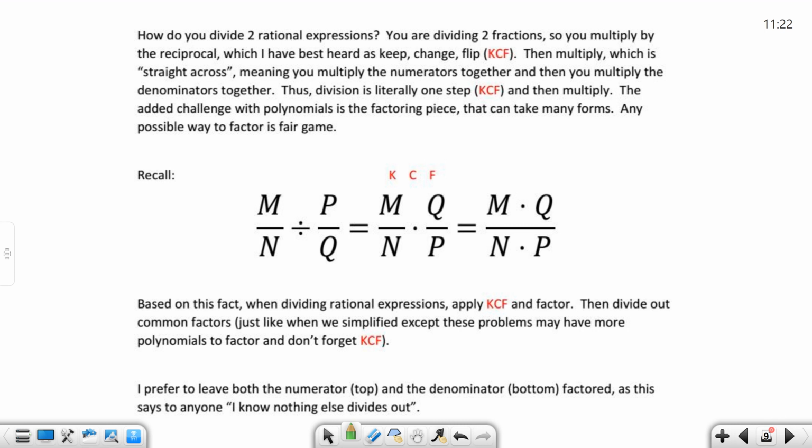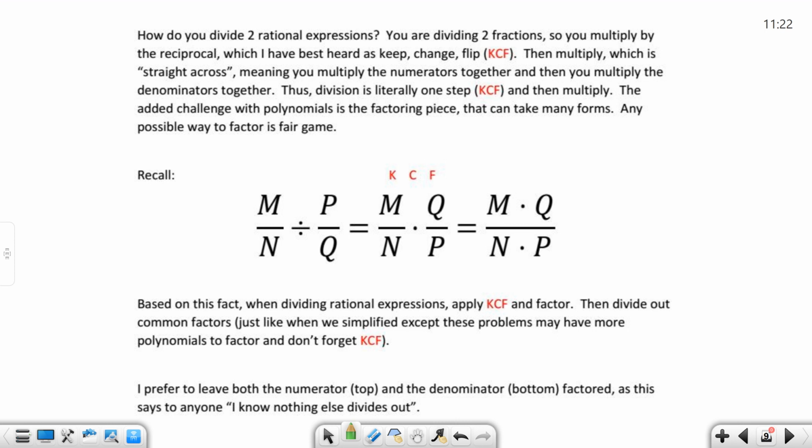And by simplify there, I mean remove parentheses and combine like terms. Now this is a Mr. Guest preference, so your teacher may want you to do something different, and by all means, if you're in their class, you do what they want you to do. Don't worry about what the crazy guy on YouTube says. You do what you want to do. I prefer to leave both the numerator at the top and the denominator at the bottom factored, as this says to anyone, I know nothing else divides out.